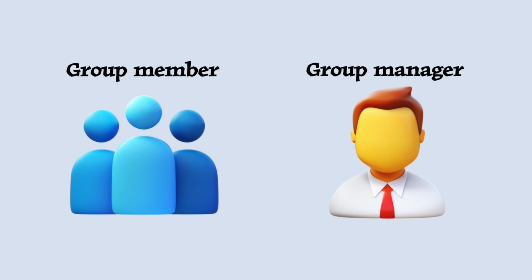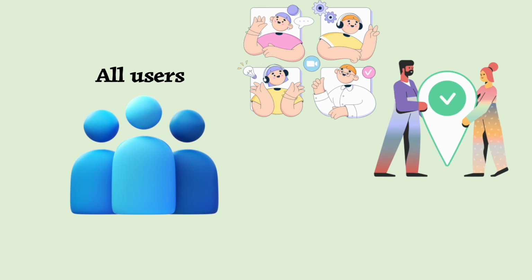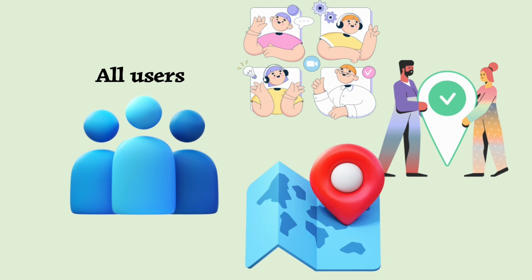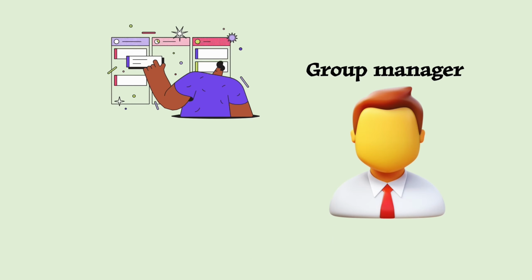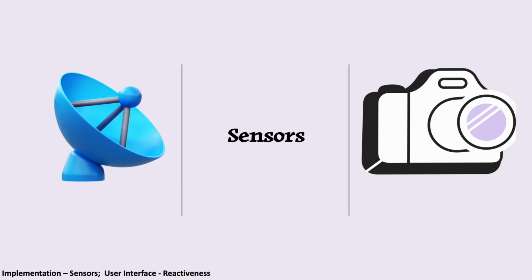There will be two types of users in our app, the group member and the group manager. All users can add groups and recommend places like good restaurants or activity places to people in the same group. These places will be vividly marked on the map. The group manager can create a new group, manage it, and launch a new vote for the activity venue.